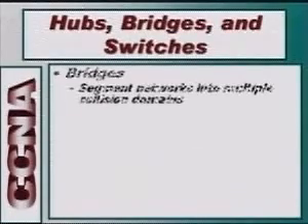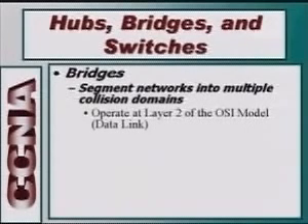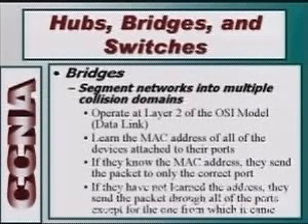Now, going up one level of intelligence is a bridge. A bridge actually does make decisions. Bridges work at layer 2 of the OSI model. Hubs work at the physical layer, the bottom layer of the OSI model. Bridges work at layer 2. So bridges can make decisions based on what address? Based on the MAC address. Remember that at layer 2, that's the only kind of address we have, a physical address. So bridges make decisions based on MAC addresses.